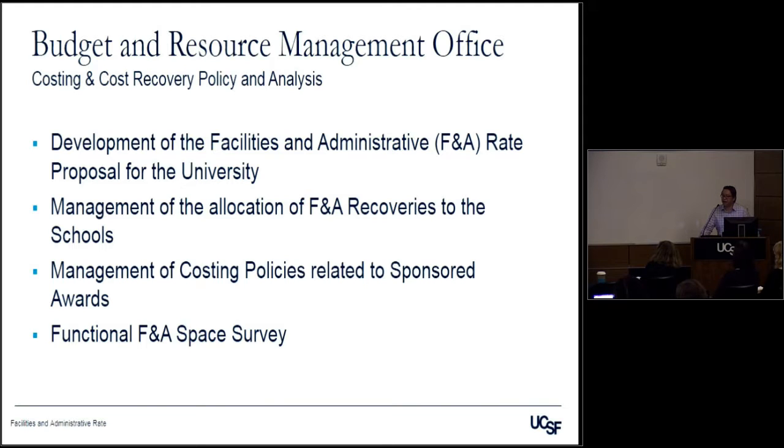Everybody in the university and the departments are interested in that component. We also do the management of the costing policies related to sponsor awards. We want to be consistent. We don't want to get in trouble with the federal government. So we want to make sure we have a consistent policy across sponsored awards. And once in a while we do a functional F&A space survey. We look at the space and see how it's being used: research, instruction, public services, what have you.